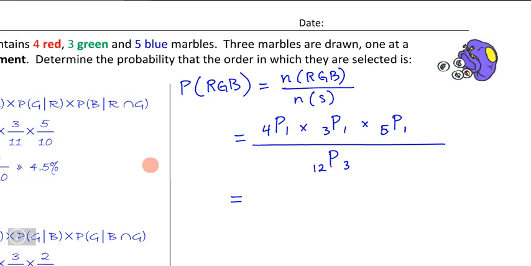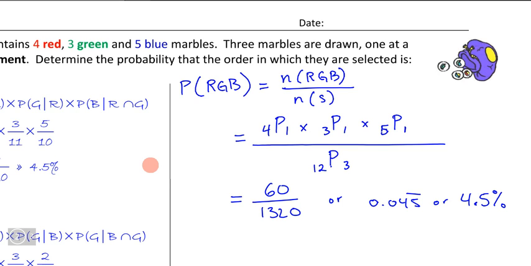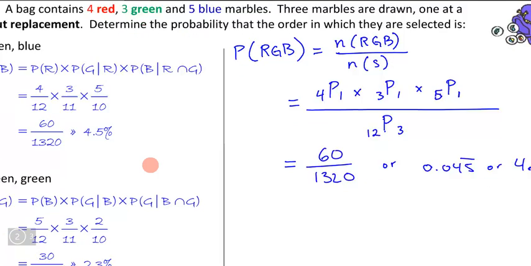If I solve this, you have to enter this into the calculator, so it would be 60 divided by 1320. I'm just skipping the steps and putting the final answer there, which is 0.045 repeating, or 4.5%. So a 4.5% chance that when I draw 3 marbles in a row, I get exactly red, green, and blue in that order. Next, blue, green, green.